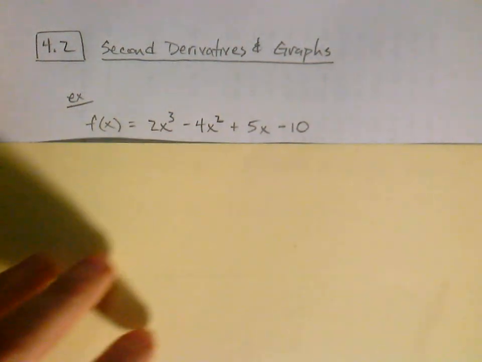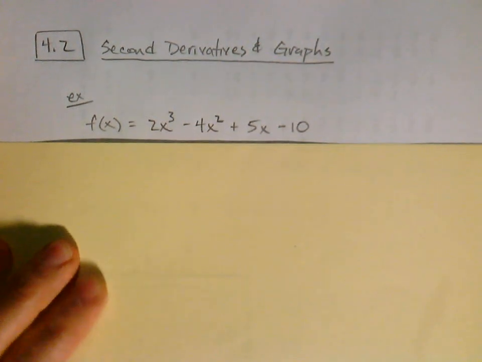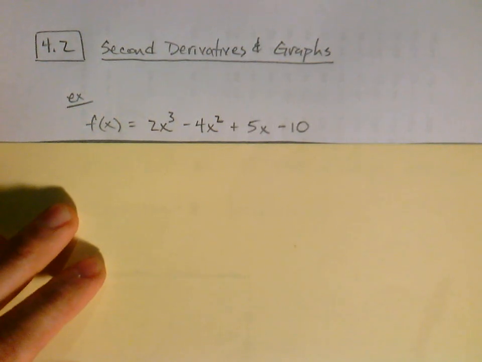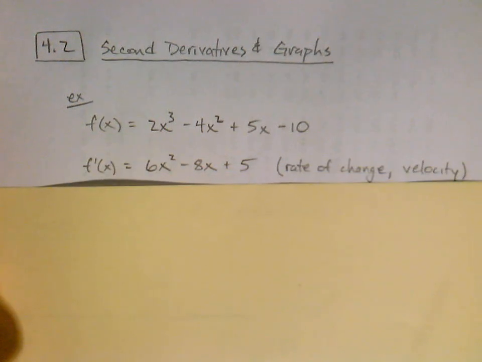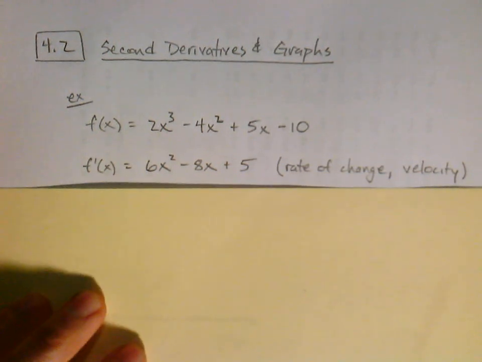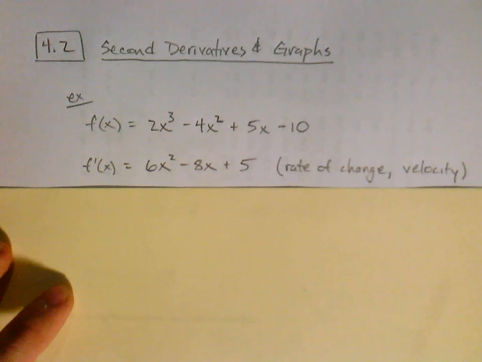So I just grabbed this one as a quick, easy example. A polynomial. Let's say we've got f of x equals 2x to the third minus 4x squared plus 5x minus 10. Of course we all know how to take a derivative. Here f prime of x would equal 6x squared minus 8x plus 5. And we know that a derivative represents a rate of change, and specifically the instantaneous rate of change.